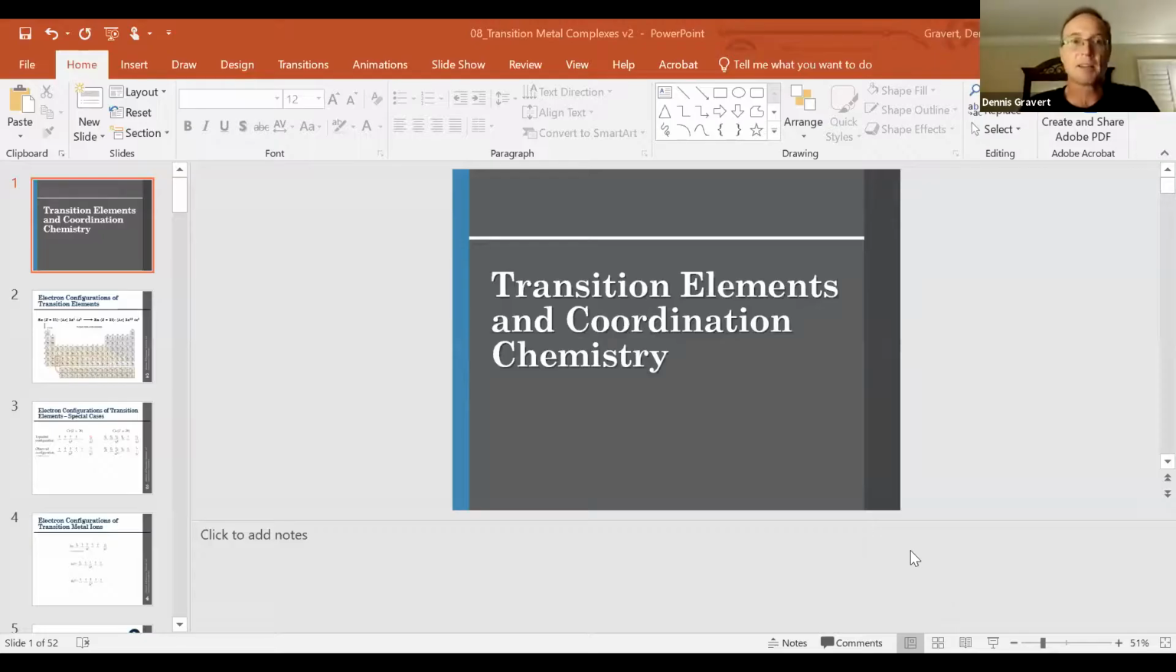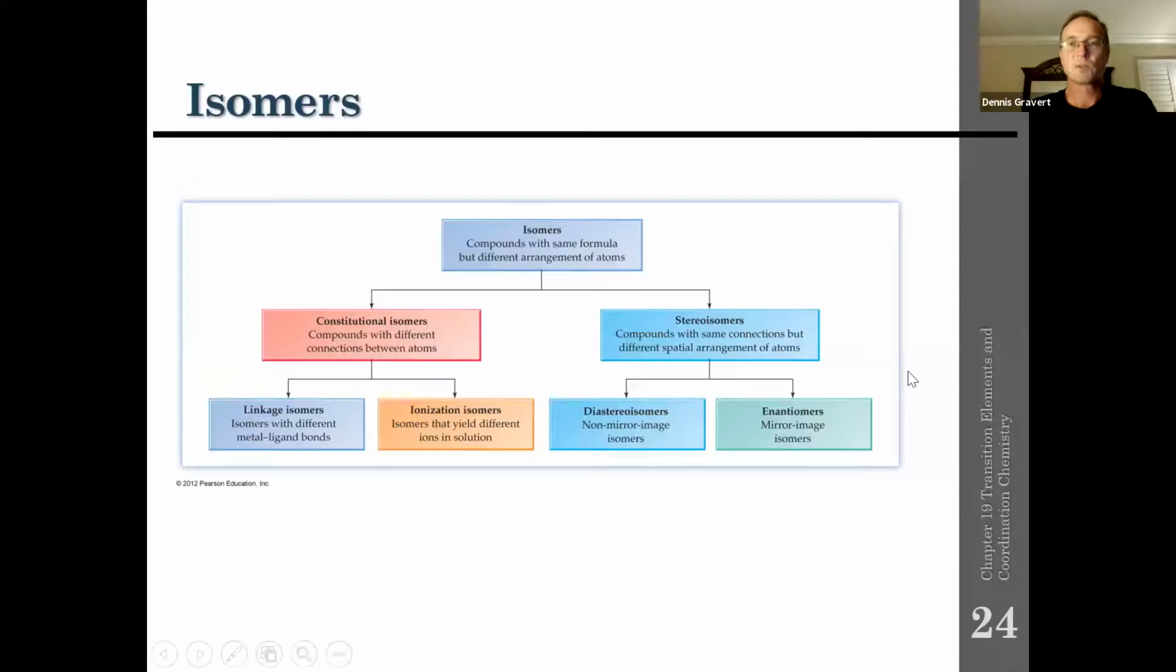We spent some time on naming, so definitely that'll be a portion of the next test, naming, either going from the name to the formula or taking the formula back to the name. Cool. We're in isomers now.